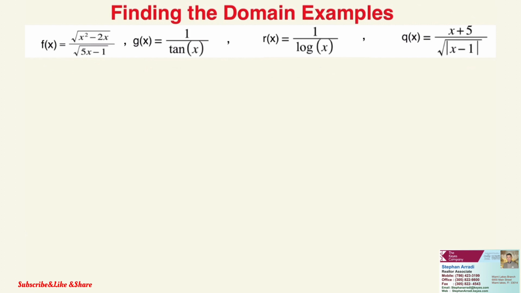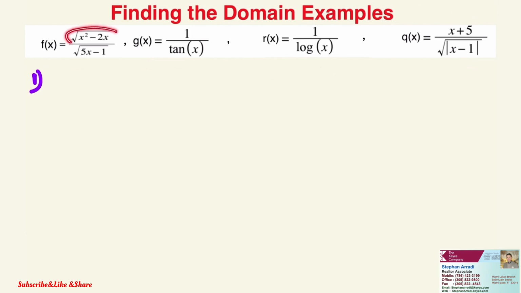We'll call it number one, and it's going to be f of x equals the square root of x squared minus 2x, over the square root of 5x minus 1. So we're going to find the domain. Some explanation: the domain is where the restrictions are. We have to find them and exclude them from the real numbers.